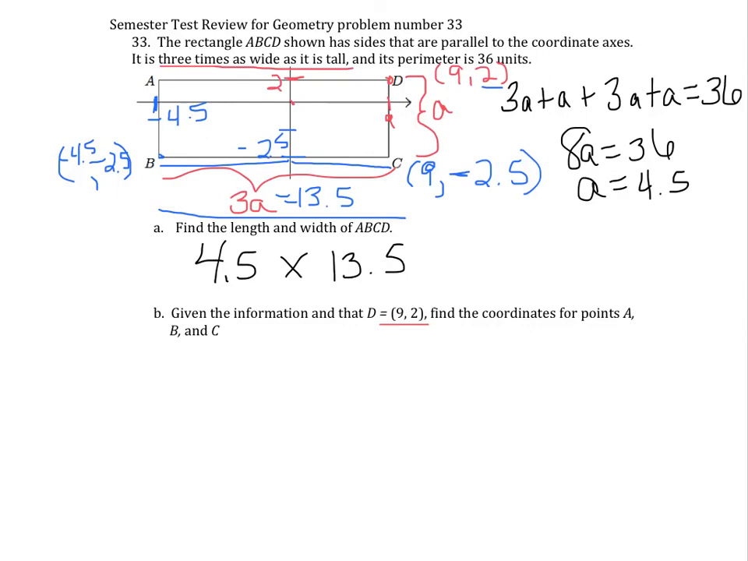So now we have our last coordinate, A, that we need to find. A matches up with both point B and point D. A has the X value of point B, and it has the Y value of point D.